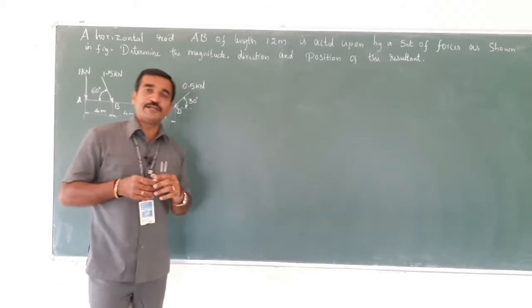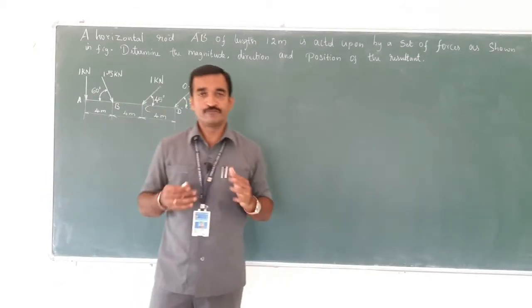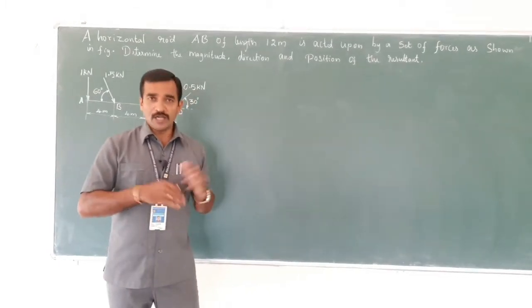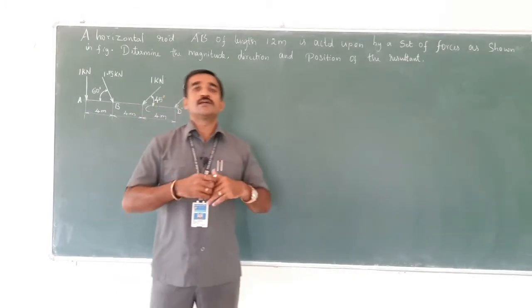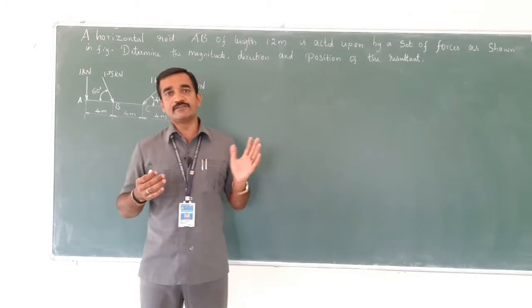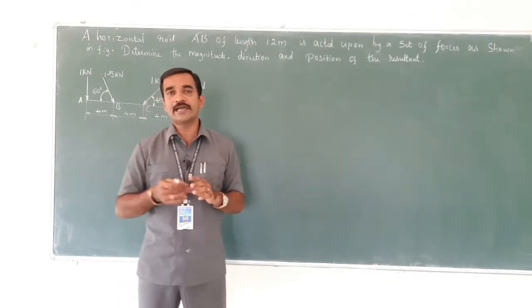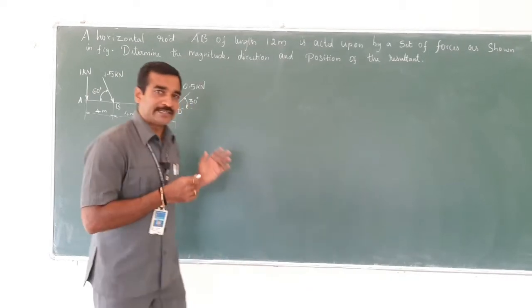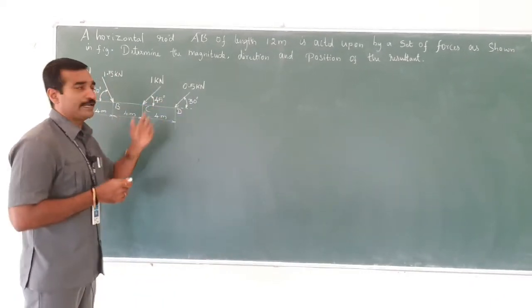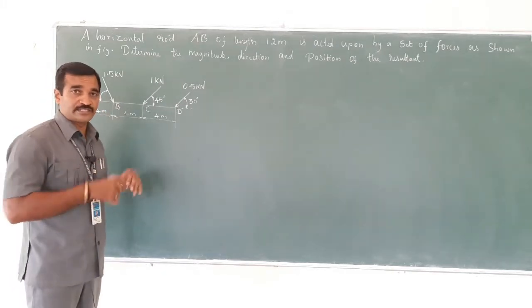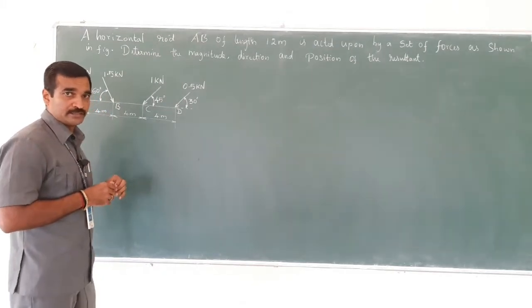See, in the previous video, I solved a problem from the chapter Varignon's theorem, isn't it? Where all the forces were acting either vertically upwards or vertically downwards. There were no inclined forces, right? Look at here. Here there are 3 inclined forces and one vertical force which is acting downwards, isn't it?